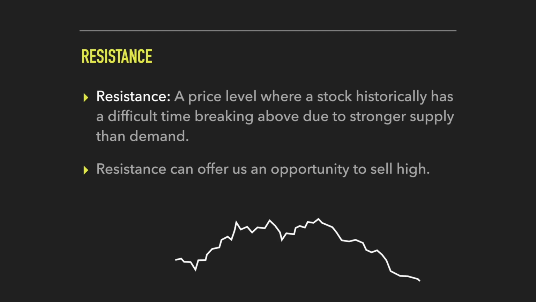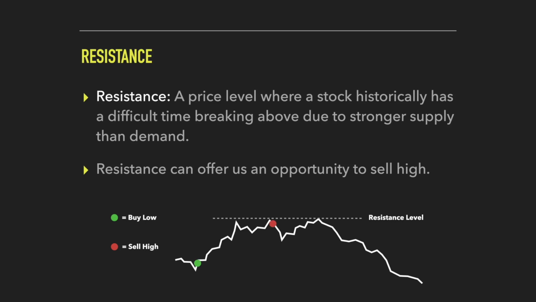So we see these price levels forming. We see the stock failing to break above a certain price over and over, and you can determine that that is a level of resistance. If you are currently in a position, so you bought earlier on, and you're looking for an opportunity to sell high before the stock reverses to the downside, a level of resistance is a great way to do that.